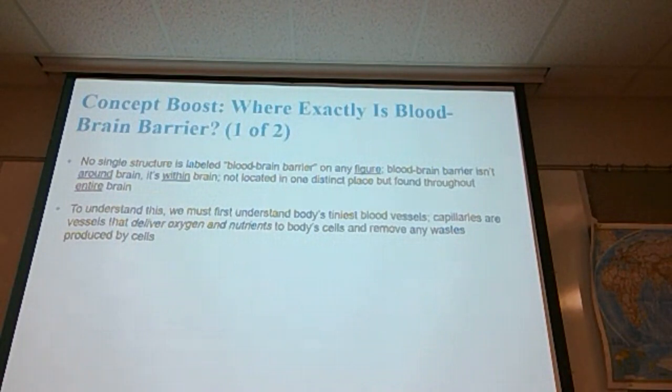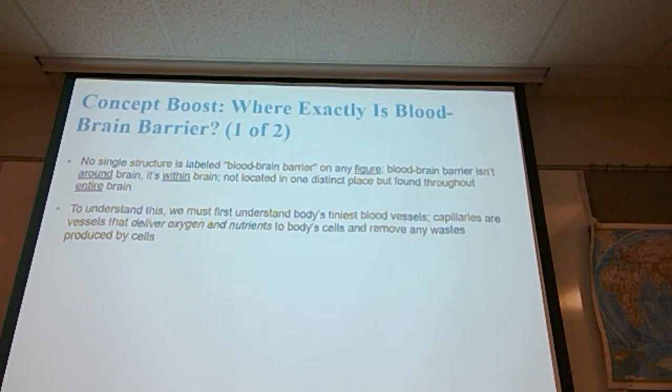Here's the thing about the blood-brain barrier. It is not a single structure. So you will never see a structure on a figure in a textbook labeled the blood-brain barrier. The blood-brain barrier isn't around the brain, it's within the brain. It's not located in any one distinct place, but it's found throughout the entire brain.